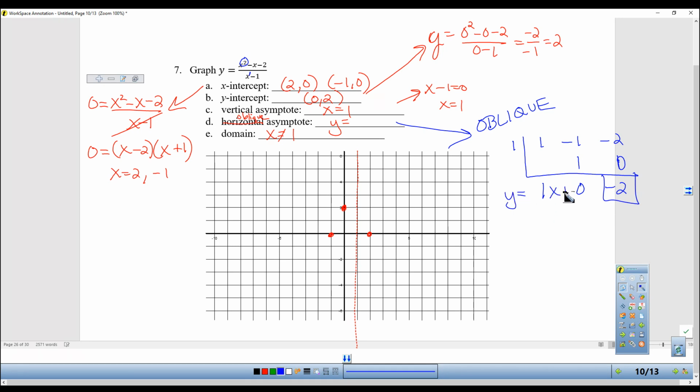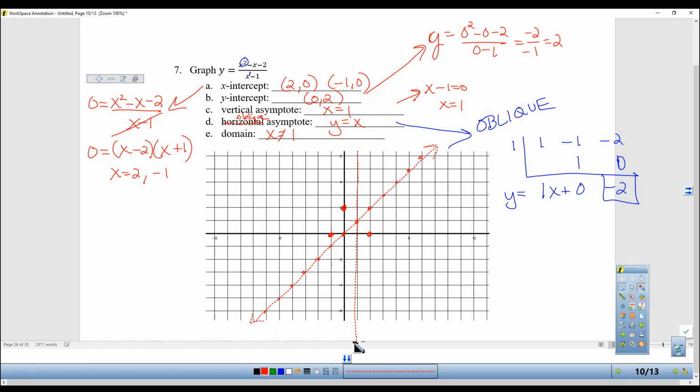Y is equal to x plus 0. So y is equal to x. I don't really need to write plus 0. So what does that look like? It just starts at (0, 0), and it has a slope of 1. I'm terrible at drawing lines, so I always have to draw the points first. Maybe you're better at it than me.